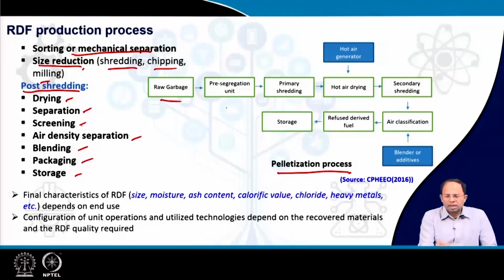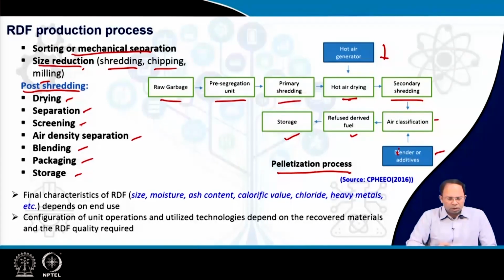You can see raw garbage comes in, then goes to the pre-segregation unit, after which we shred it, which is primary shredding. Then we dry the waste using hot air generators, and after that there could be a secondary shredding, so we can do the shredding in 2 steps. Finally, using air classification, we can get the refuse derived fuel out of the waste stream, and we get the inerts out of that. We can also add some binders or additives into the waste, so that eventually it becomes pellets, and then finally we will store these pellets.